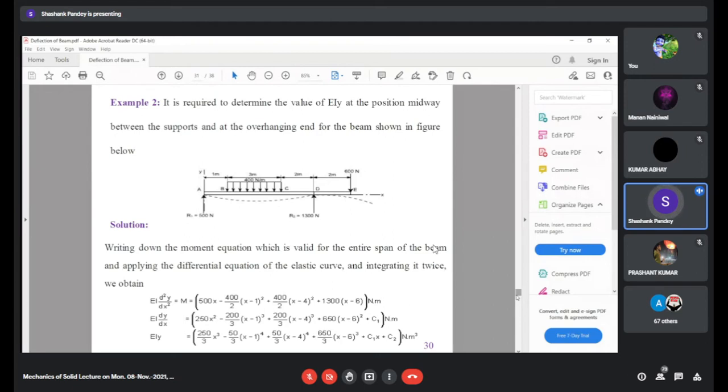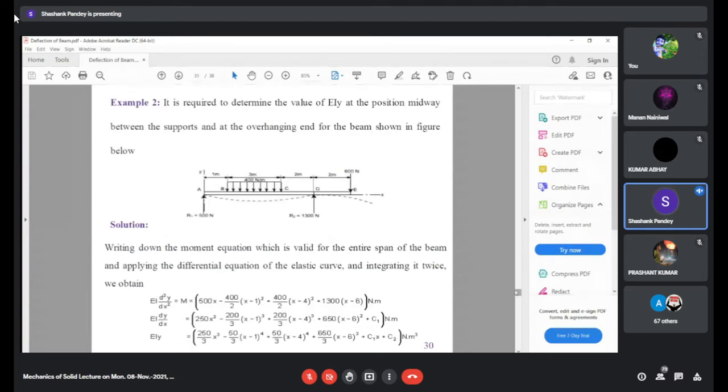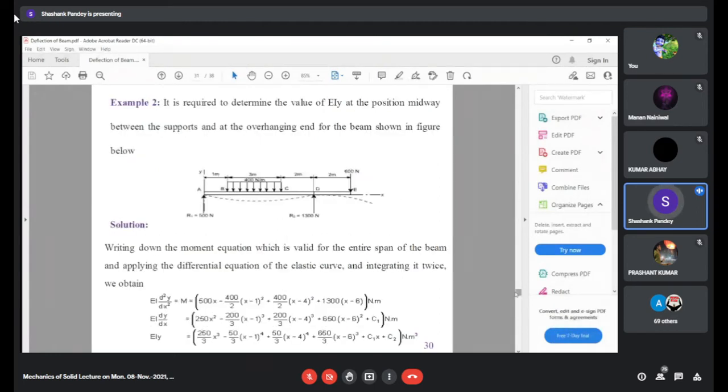It is an overhanging beam, because 2 meters is overhanging from this right reaction. So if we substitute the corresponding value x is equal to 3, here you can see this is 6 meters between reactions. If we substitute x is equal to 3, we will get the value of EI, which will come out to be 1814 Newton per meter cube.